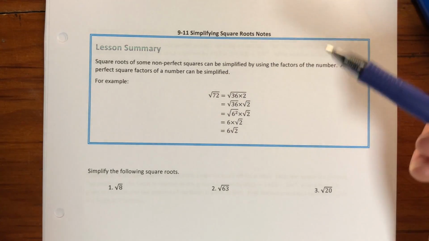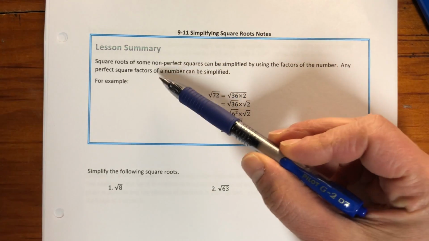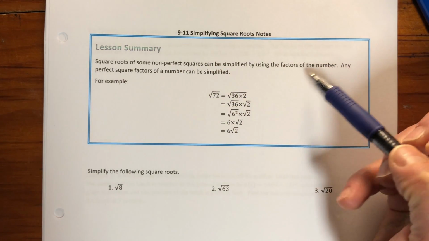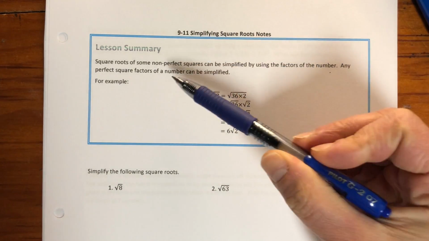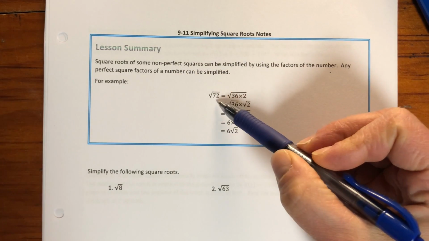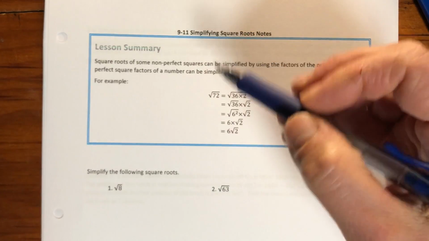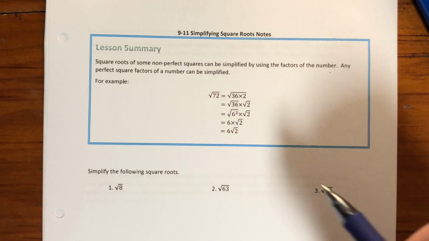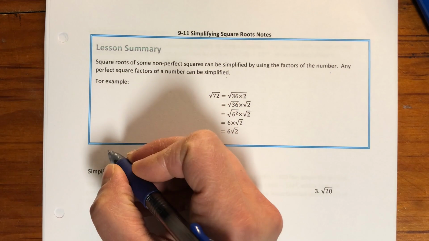So I want you to see square roots of some non-perfect squares can be simplified by using the factors of the number. Any perfect squared factors of a number can be simplified. So, I'm using this word here, perfect squares and not perfect squares. What I'm going to do is I'm going to list them.